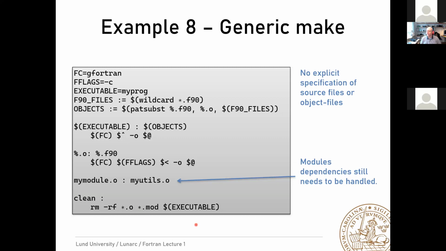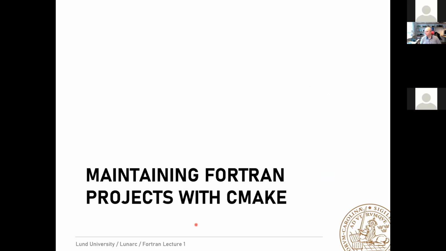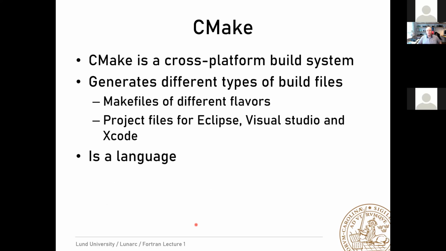Now we will try to make it even easier. So we go to CMake. CMake is a cross-platform build system, and CMake actually doesn't do the building and heavy lifting itself. What CMake does is it can create build files for you. So from a very intuitive language, you can specify how to build your projects in a perhaps more comprehensible way than Make. But the result of running CMake is actually Makefiles. So it will generate Makefiles or project files for, for example, Eclipse, Visual Studio, and Xcode.